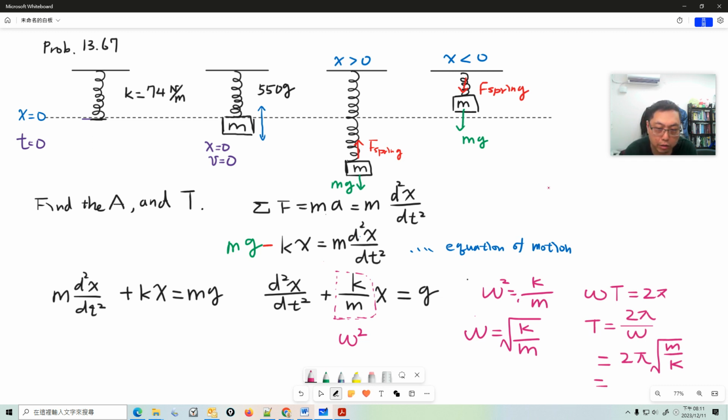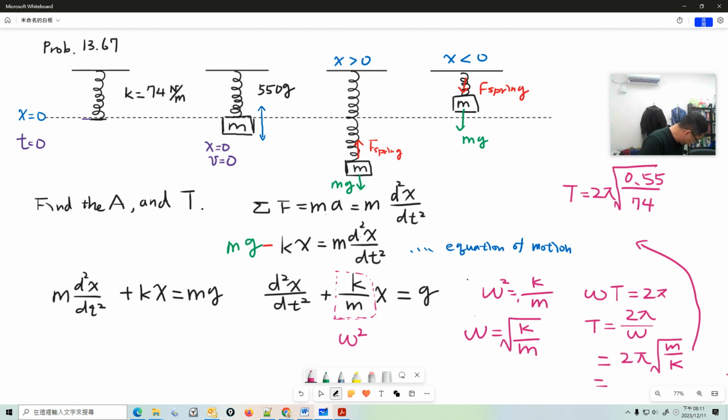Because the mass is there, maybe I calculate here. T is equal to 2 pi. The mass is already given as 0.55 kilogram, transferred to the MKS system, and the force constant, the elastic constant, is 7.5. Is this right? 0.55 divided by 7.5, take the square root and times 2 times 3.14. 0.54 is the period, correct?